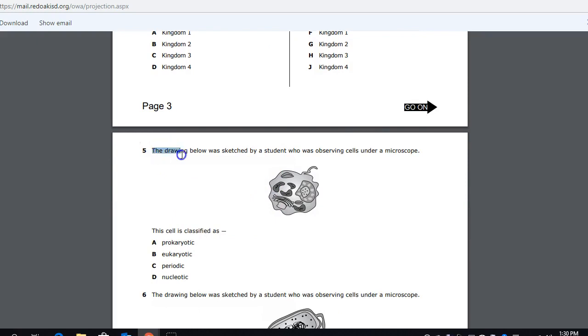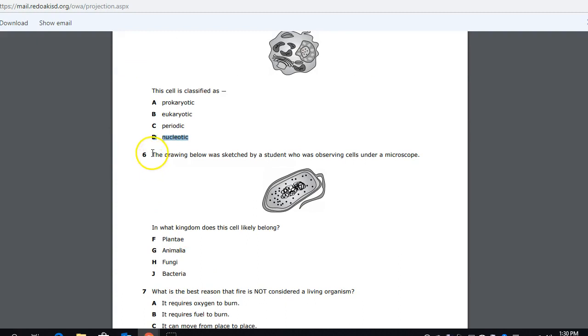Question 5. The drawing below was sketched by a student who is observing cells under a microscope. This cell is classified as A, prokaryotic, B, eukaryotic, C, periodic, or D, nucleotic. Question 6. The drawing below is sketched by a student who is observing cells under a microscope. In what kingdom does this cell likely belong? Is it F, plantae? Is it G, animalia? Is it H, fungi? Is it J, bacteria?